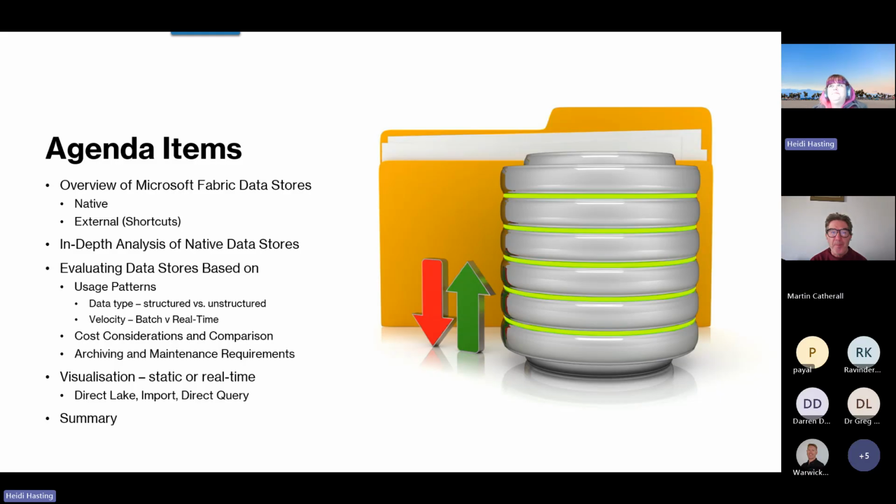Okay. So what are we going to look at today? Well, it's all about Fabric data stores. So different types of places where you can store your data, no matter what kind of data you've got, whether it's natively within Fabric itself or whether it's stored externally. So we're going to have an in-depth look at the native data stores, and we'll touch on some of the external data stores as well.